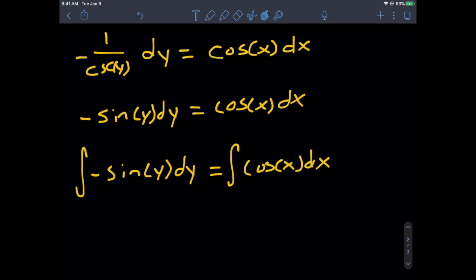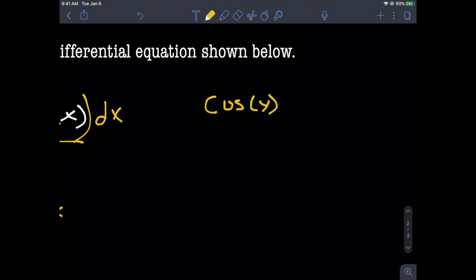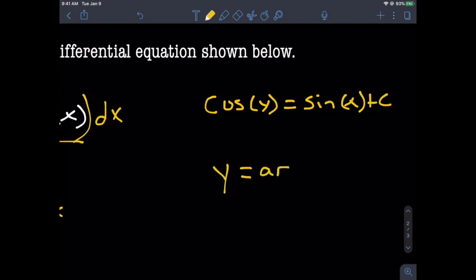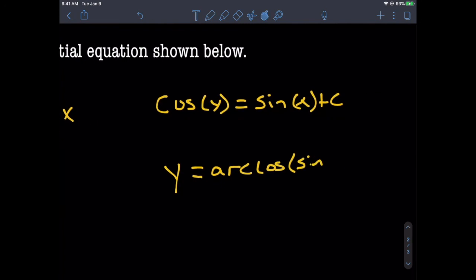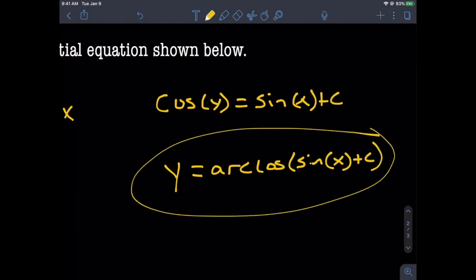As we're preparing to do our antiderivatives, hopefully you see why giving the negative to the y term was the better idea for us here, because the antiderivative of negative sine is cosine of y, and that's going to equal sine of x plus c. So we've got to get rid of cosine here. We do that by taking the arc cos or inverse cosine of both sides. That's going to give us, at the end of the day, y equals arc cos of sine of x plus c. There we go. And that's our final answer.